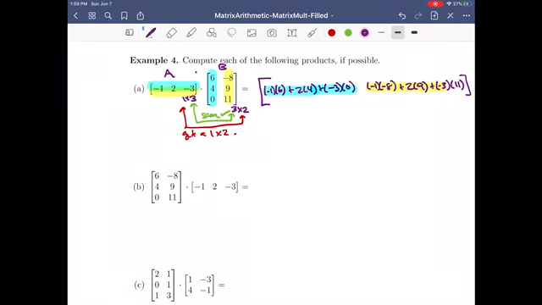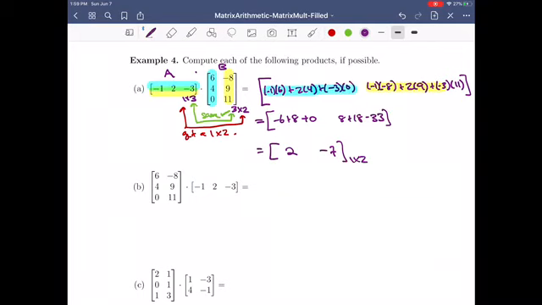So now we just want to simplify. So -6 plus 8 plus 0, and then 8 plus 18 minus 33. So we're going to get a 2 and then a -7 in the other spot. And notice that our matrix is in fact a 1 by 2.